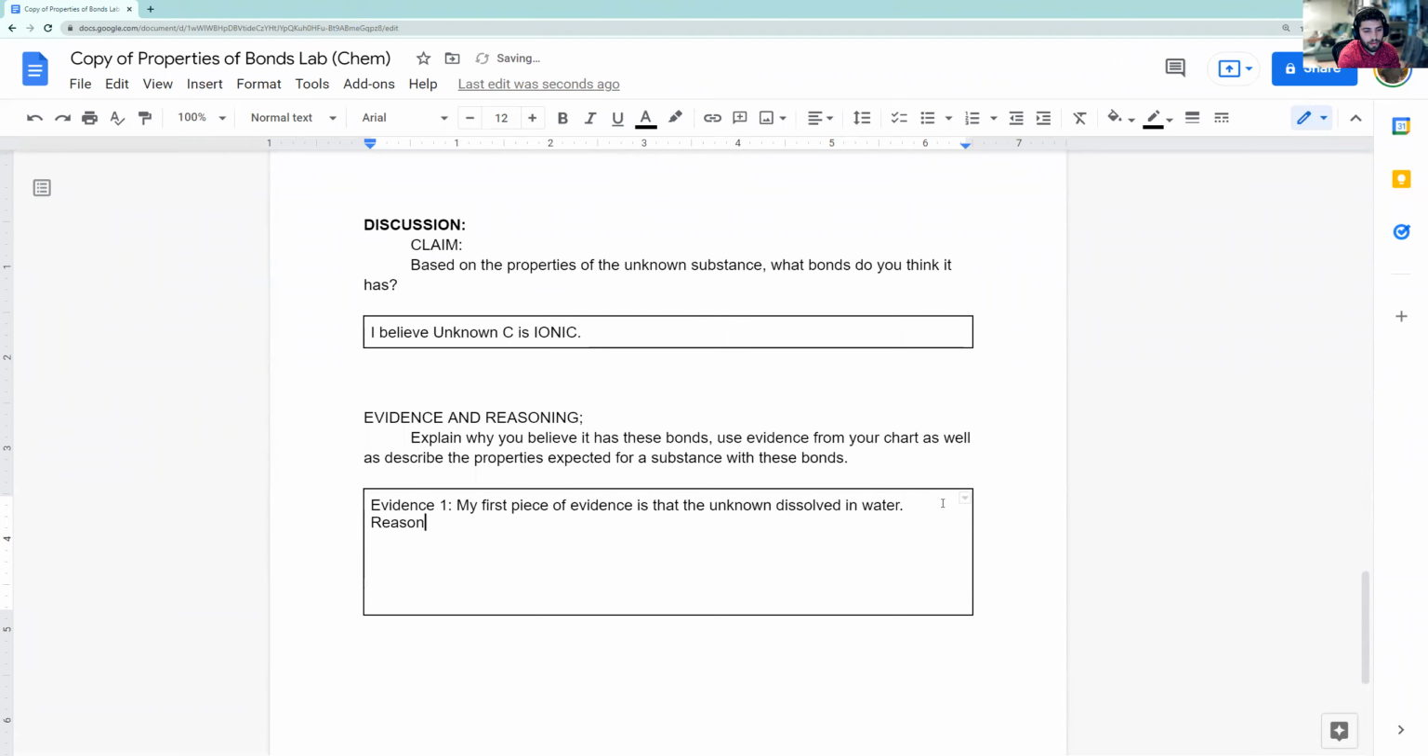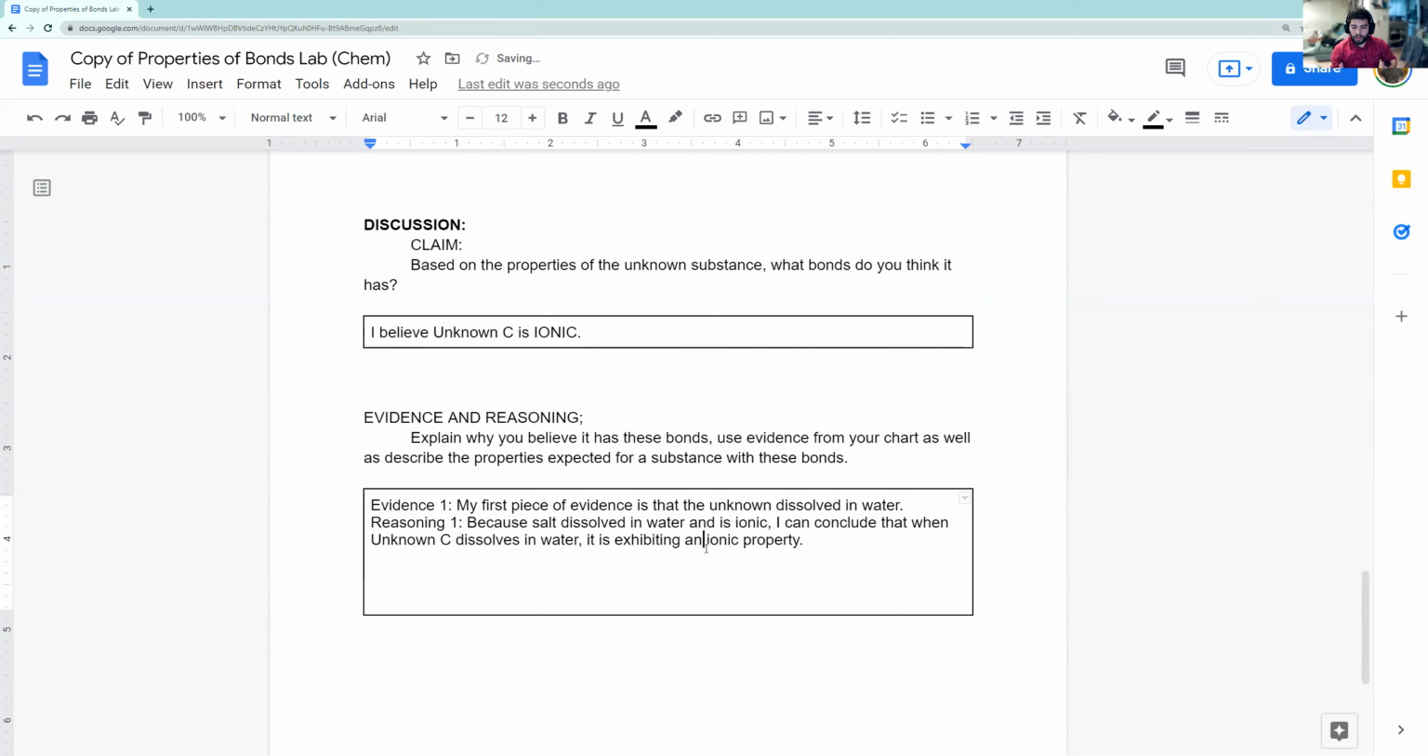My reasoning to go with that is: because salt dissolved in water and is ionic, I can conclude that when unknown C dissolves in water, it is exhibiting an ionic property. Bam, that's an evidence and a reasoning.